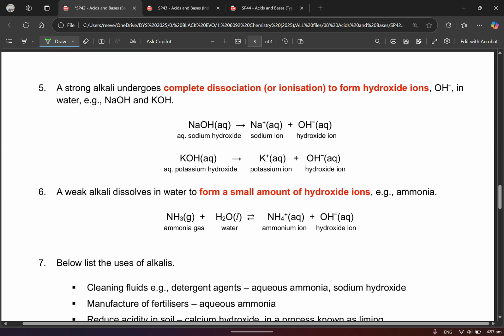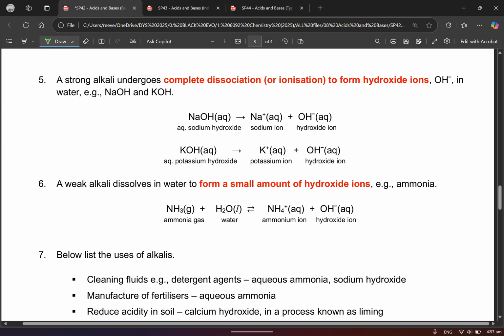Okay, next, strong and weak alkali. Similar to strong and weak acid, a strong alkali will completely ionize. So it's a single arrow. In other words, if I give you 100 molecules of sodium hydroxide, sodium hydroxide doesn't exist as molecules. If I give you 100 sets of sodium hydroxide, all my sodium hydroxide will ionize to become ions. That is a strong alkali.